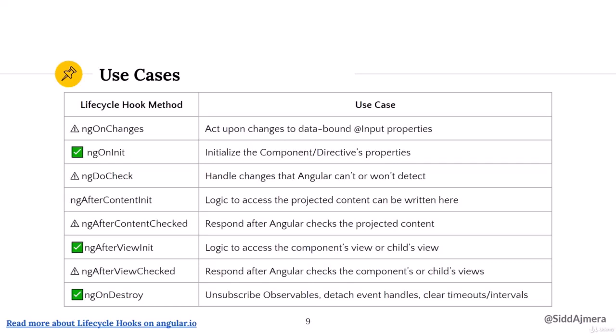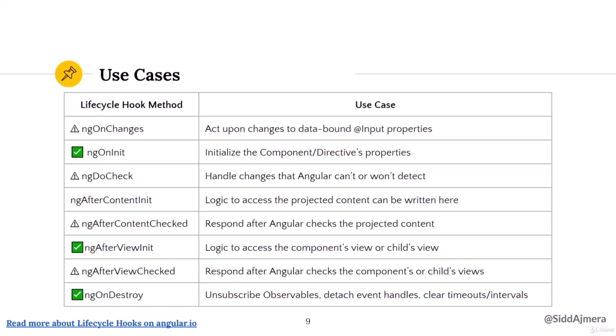The ngOnChanges lifecycle hook method is used when you want to act upon changes to the data-bound input properties. The ngOnChanges lifecycle hook method gets called with a SimpleChanges object as an argument, and this object actually has information about the previous and the current value of that particular input property. Now, in most cases, you might not even have to use it in the first place. Next up, we have ngOnInit, and we generally use it quite often to initialize component or directive properties. And from this video onwards, throughout the rest of the course, we will be using ngOnInit quite a lot for initializing component or directive properties.